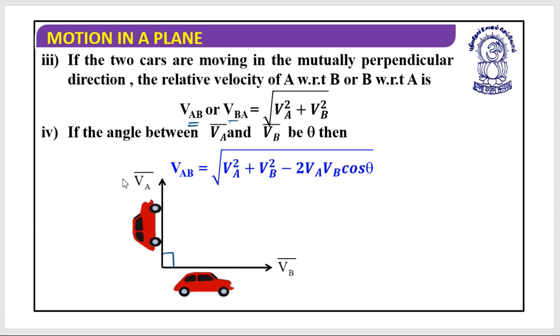Then VAB or VBA, that means the relative velocity of A with respect to B or relative velocity of B with respect to A, can be calculated as under root of VA square plus VB square. And if the situation is something like this, this is VA, this is VB, and the angle between them is theta, then VAB can be calculated as under root of VA square plus VB square minus 2 into VA into VB into cos theta.